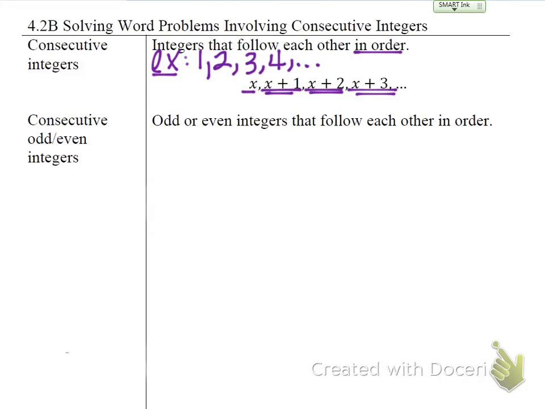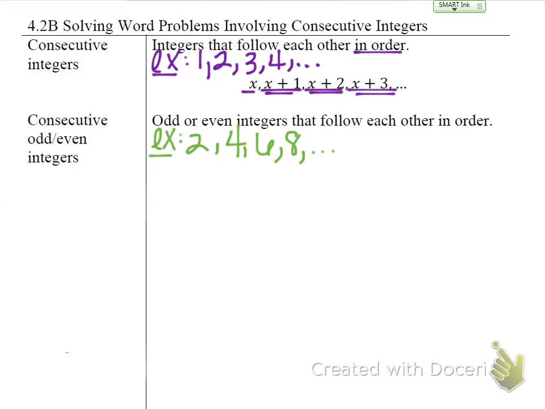Let's look at the consecutive even first. So those are odd or even integers that follow each other in order. So if I am looking at consecutive even, let's say that the first one I give you is 2. What would the next even number be? 4. What would the next number after that be? 6. And let's do one more. 8. And so on.